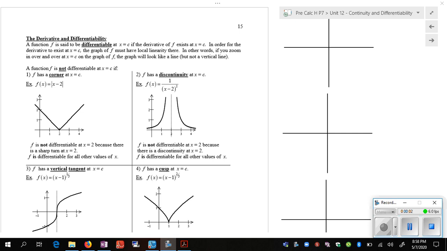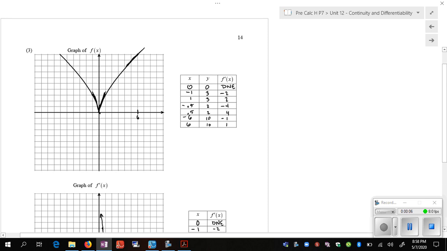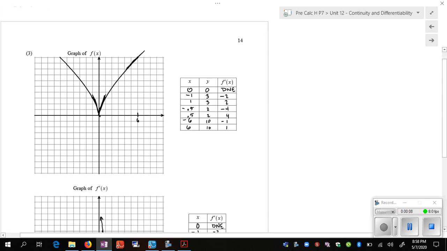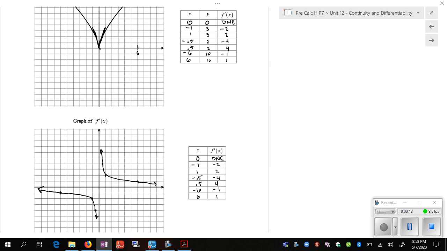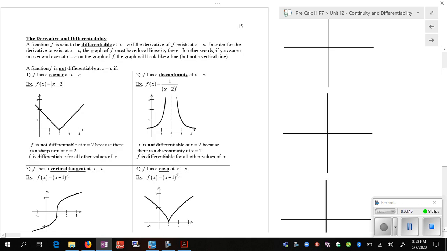Okay, so on the last page of the packet, I'll flip back real quick. We had this weird looking graph that had a derivative that didn't exist at a point, and that's going to lead us into talking about differentiability. So a function is said to be differentiable at x equals c if the derivative exists at that point.